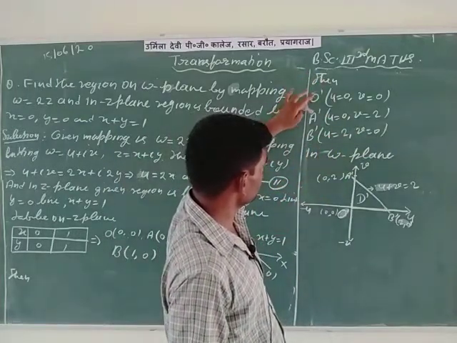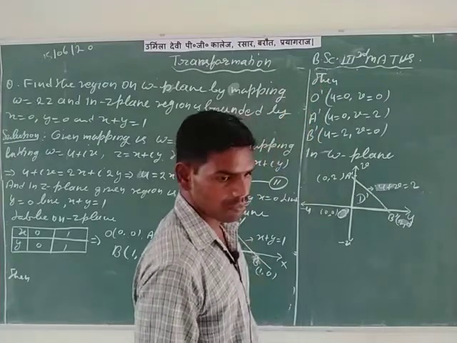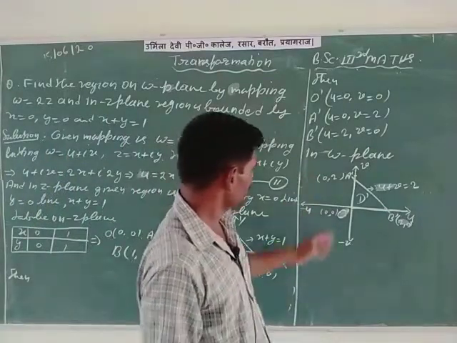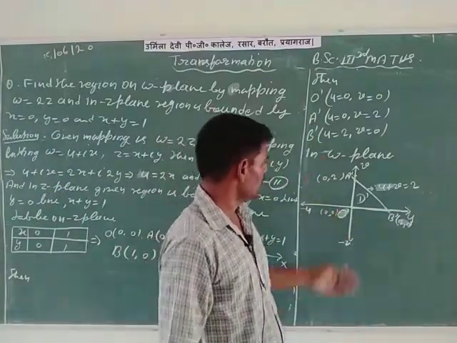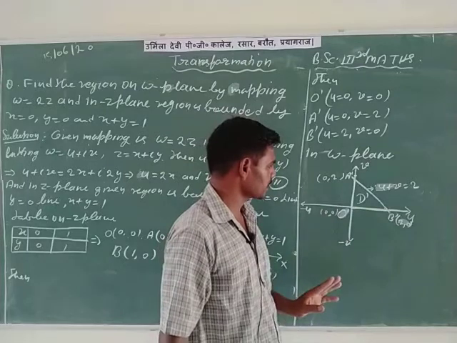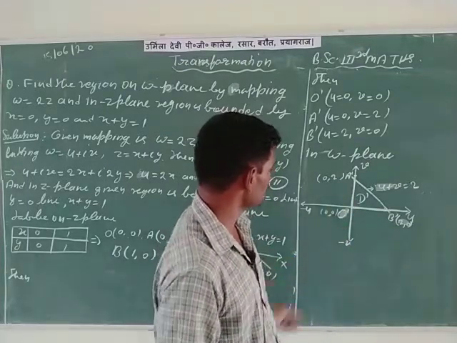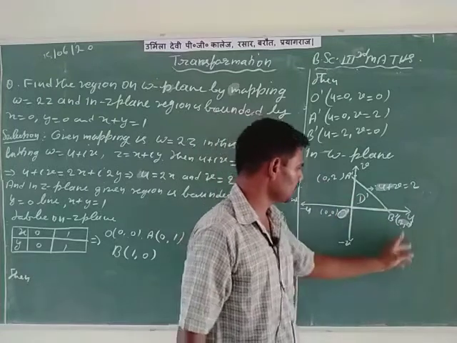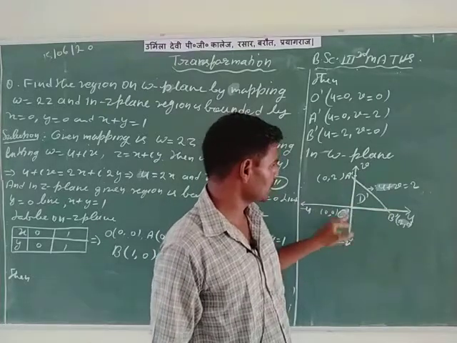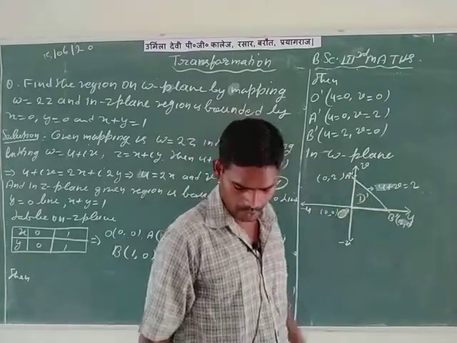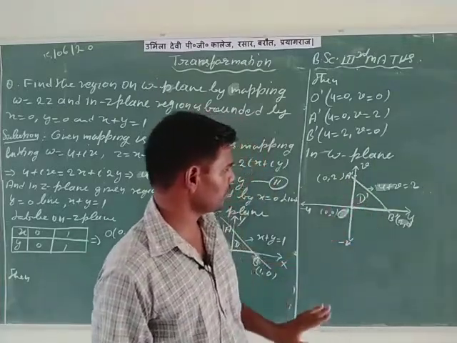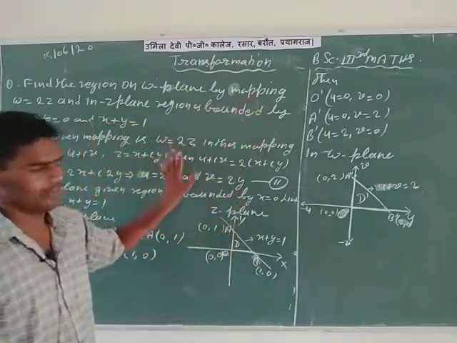So points O dash, A dash, B dash are the corresponding points on the W plane. After this, draw a figure and denote these points on the W plane: O dash with coordinates 0, 0, point A dash with coordinates 0, 2 and point B dash with coordinates 2, 0. After this, joining all these points, draw the complete domain in the W plane, which is denoted by capital D dash. So capital D dash is the required domain in the W plane according to the question. This is the complete solution of the question.